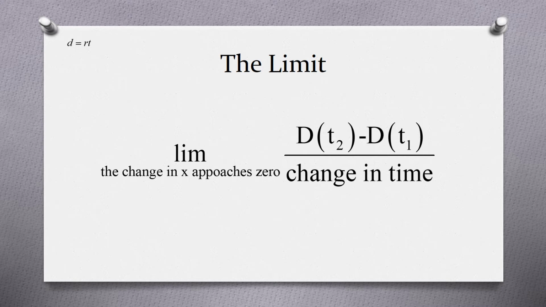And so here we still have our d equals rt. It's morphed quite a bit, but we're describing getting closer and closer to that time change of 0, and so we want to describe that algebraically as the limit as the change in time approaches 0. So that change in x is getting closer and closer to 0, or closer and closer to no change at all. And then we have the difference in our distances in the numerator at specific times, and then that amount of time we spent in our denominator.